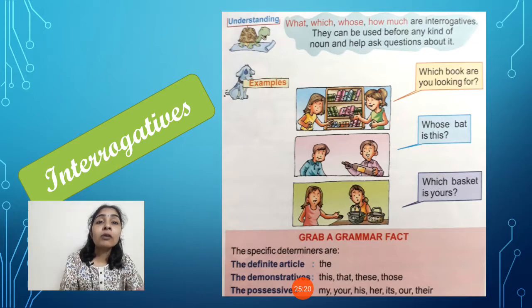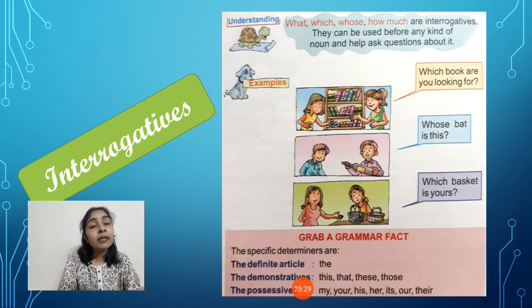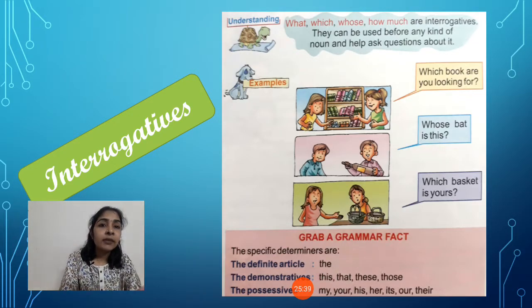Now comes the interrogatives. What, which, whose, how much are interrogatives. They determine, they ask question about the quantity of the noun. They can be used before any kind of noun and help ask question about it. They are very easy ones. Let's go through the examples.